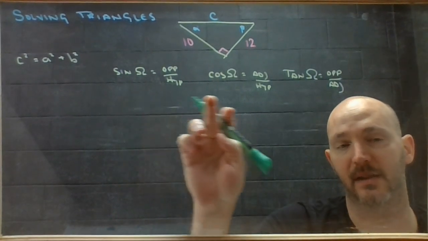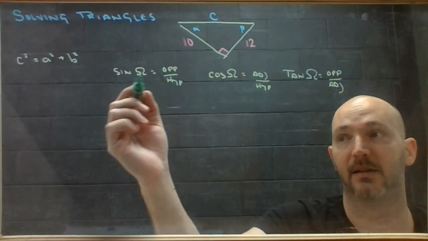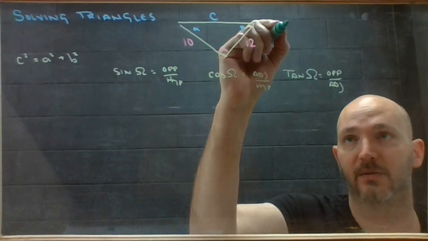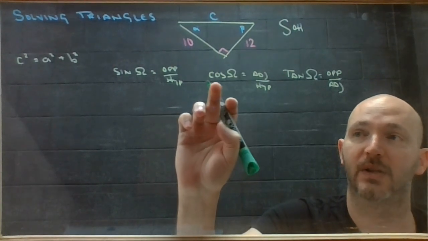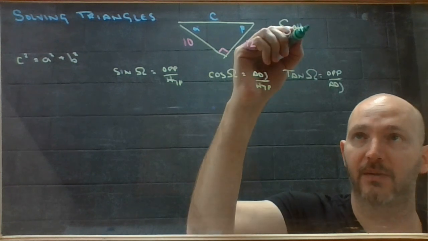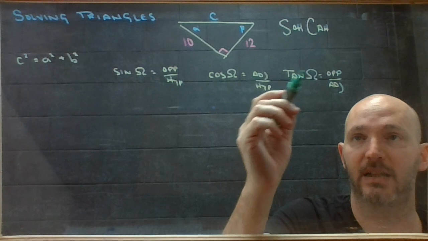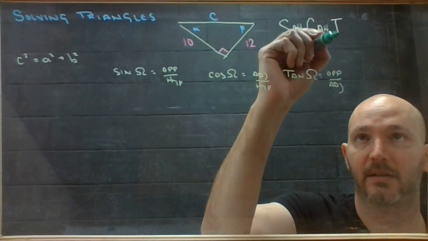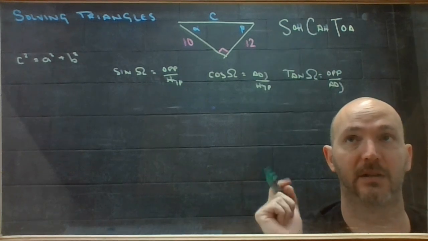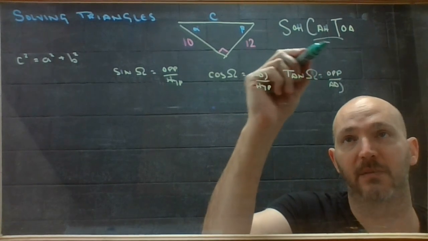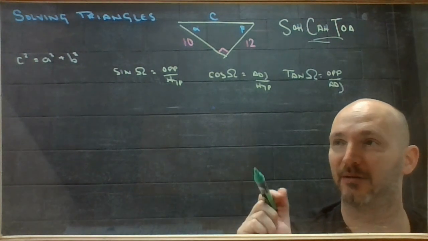Now this gets abbreviated sometimes to help you remember as SOH. Sine is opposite over hypotenuse. Cosine is adjacent over hypotenuse. TOA. Tan is opposite over adjacent. SOHCAHTOA. So if you hear somebody yelling that at you, it's because they're excited about solving triangles.